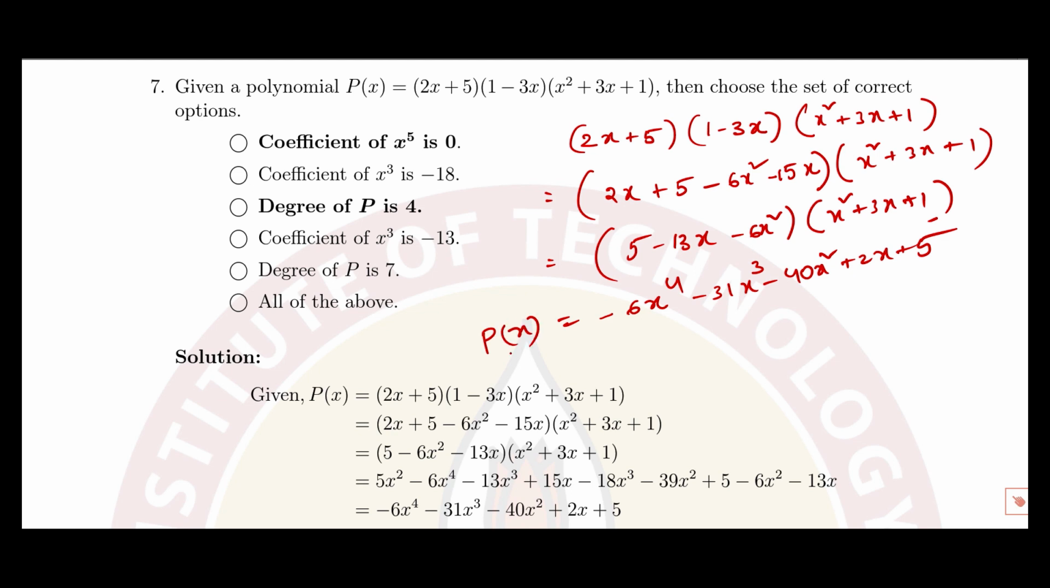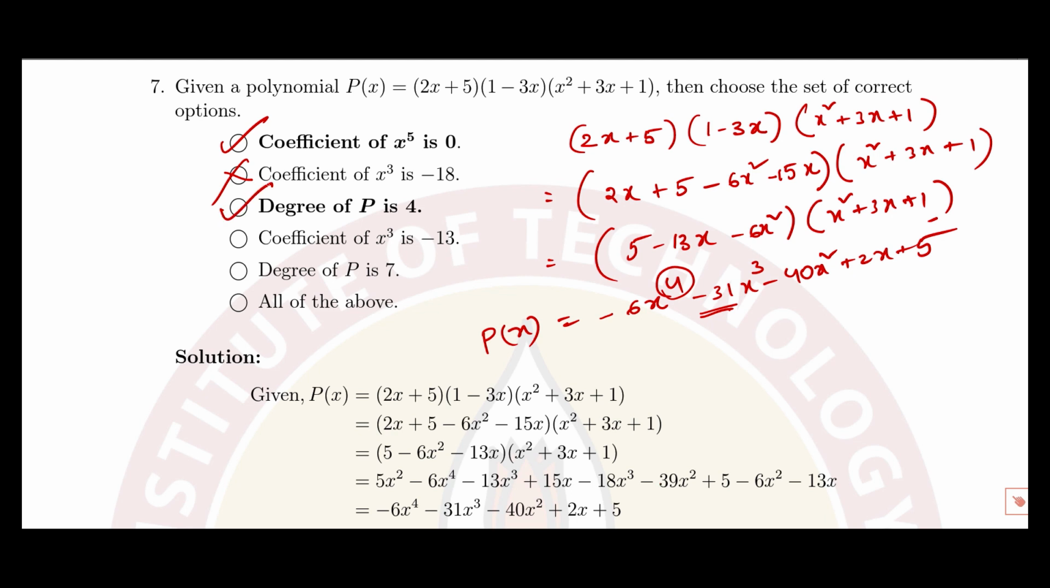Now let us see the options. Coefficient of x power 5 is 0. So there is no x power 5 term, so the coefficient of x power 5 is 0. It is correct. Coefficient of x cube is minus 18. If you see the coefficient of x cube, it is minus 31. So option 2 is false. Degree of p is 4. So we have the highest power for x as 4. So the degree of p of x will be 4.